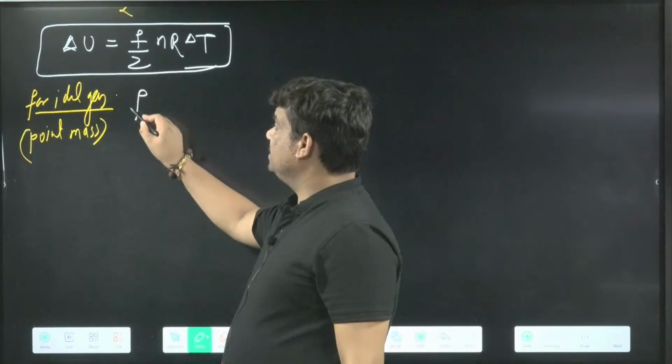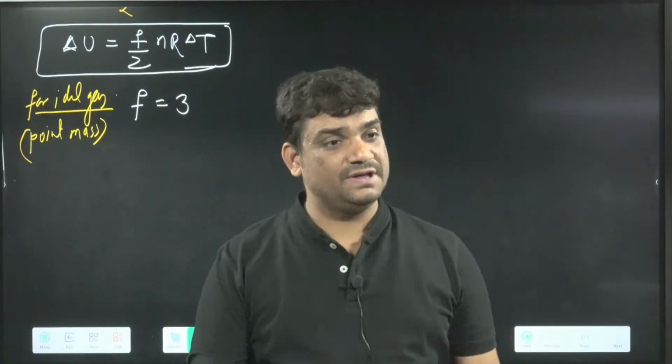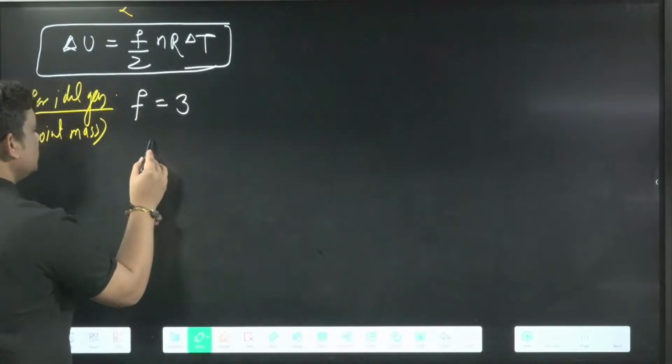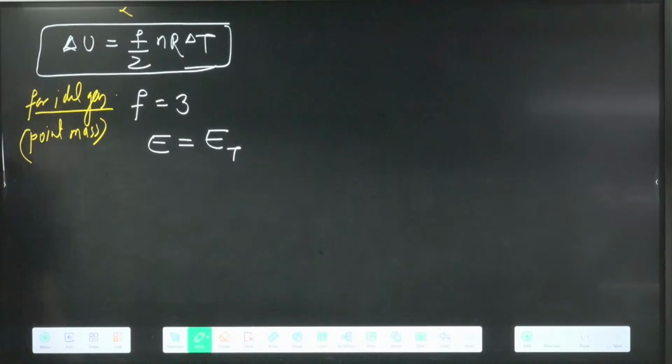3 degrees of freedom we have to take for the ideal gas. The degree of freedom for the ideal gas is always 3, because only translation is there. That's why we write the energy of the ideal gas is only translational, purely translational, because there is no rotation and there is no vibration.